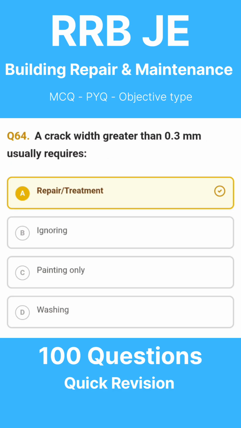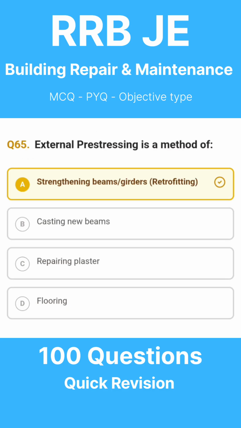Question 64. A crack width greater than 0.3 mm usually requires. The correct answer is repair or treatment. Question 65. External pre-stressing is a method of. The correct answer is strengthening beams or girders, retrofitting.